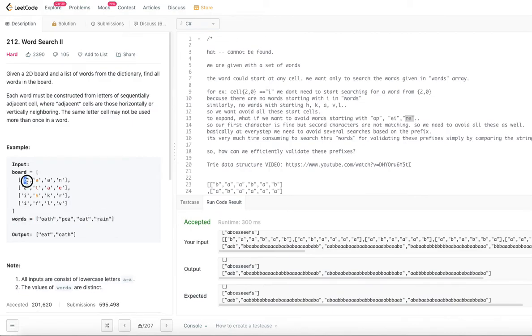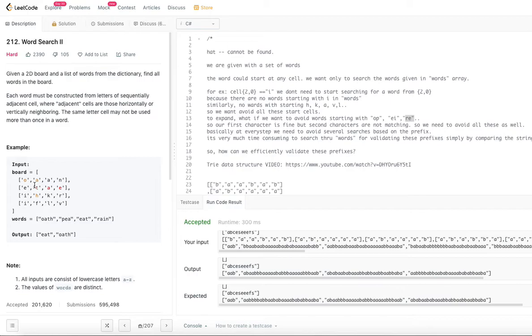So when we found O, we want to make sure there is a word with prefix O. Yes, there is a word. When we encounter A, O plus A, OA, we want to make sure there is a word with prefix OA. Yes, it is still there. OAA, if you move in the horizontal direction, do we have a word starting with OAA in the words? No. So we don't have to go that path.